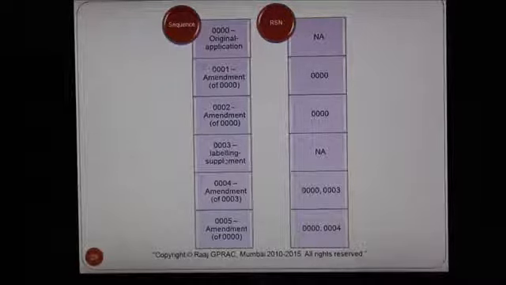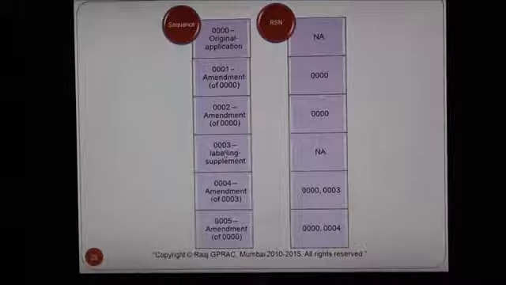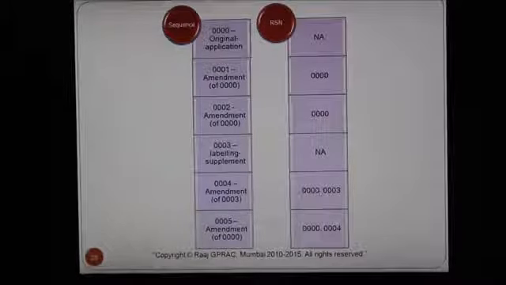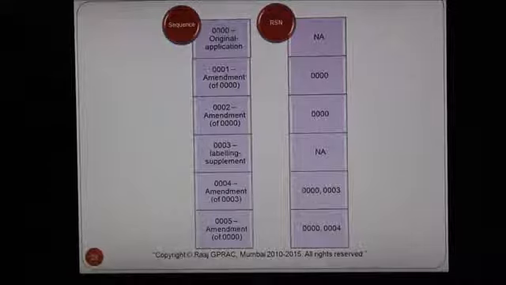In case of the labeling supplement, it is a purely new supplement, which is 0003. In that case, your RSN would be not applicable. 0004 could be an amendment of 0003. So in this case, RSN would be 0003. So likewise, see, when the sequence increases, your RSN factor increases.